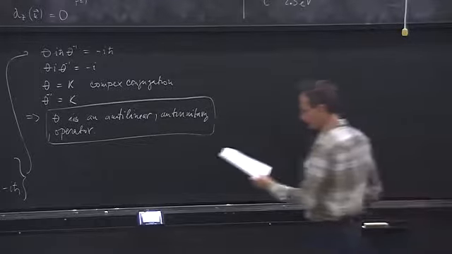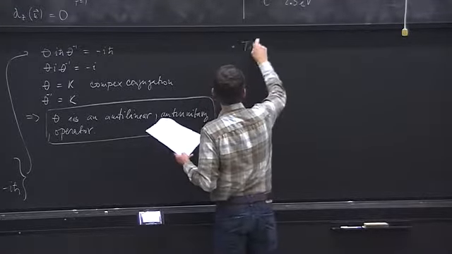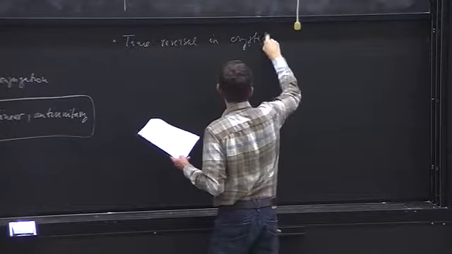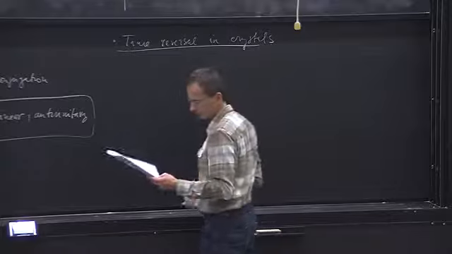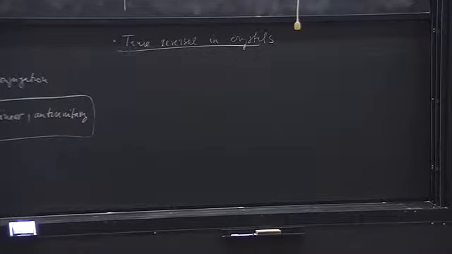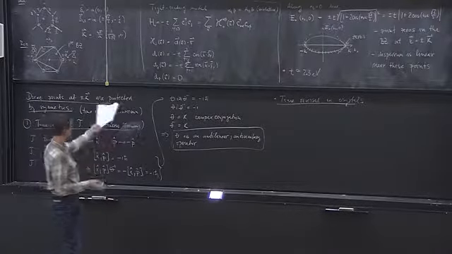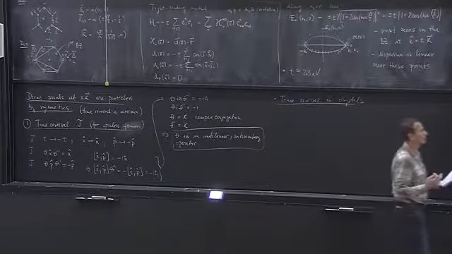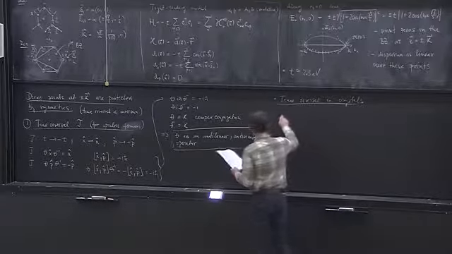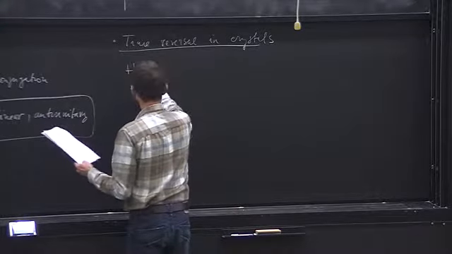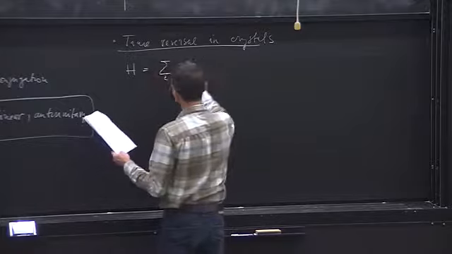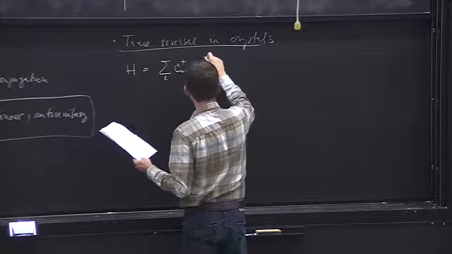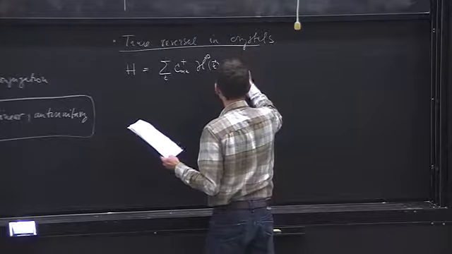Okay, so time reversal symmetry in crystals. I want to ask a question. If I have a crystal which has a time reversal symmetry that behaves like this, how is its Hamiltonian constrained? Which terms are allowed and which terms are disallowed by time reversal symmetry? So I write my Hamiltonian as follows. H will be the sum over k of c dagger alpha k, H k alpha beta, c beta k.